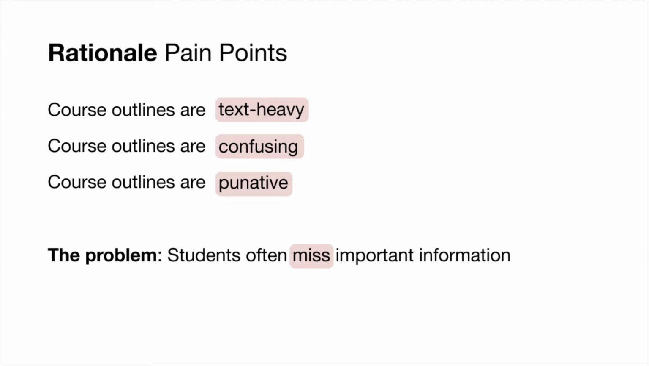And these issues can actually be summarized into three main pain points. So course outlines are often text heavy. Some of them span 10 or more pages. Some of them contain more than half of boilerplate language. Course outlines can sometimes be confusing. Some of them contain jargon, run-on sentences, redundancies, and course outlines can sometimes even be punitive. "If you do not meet this expectation, you will fail or receive a grade of 0." And the problem here is that students often miss important information.